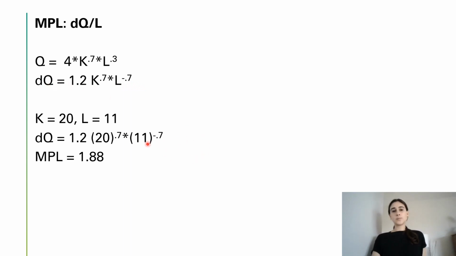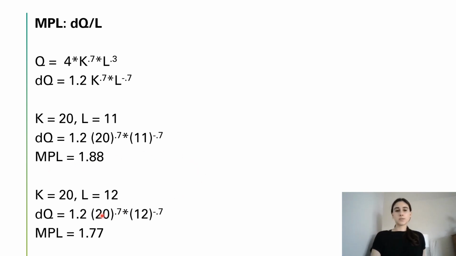After doing so, you calculate a marginal product of labor of 1.88. So let's interpret this. What does this mean? This means that the 11th worker you hire will bring you an additional 1.88 units of product.